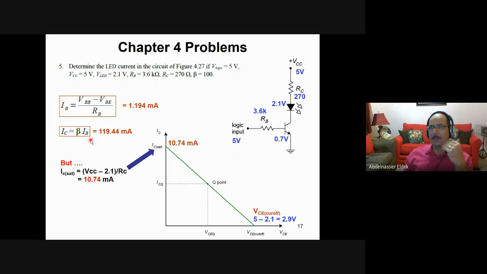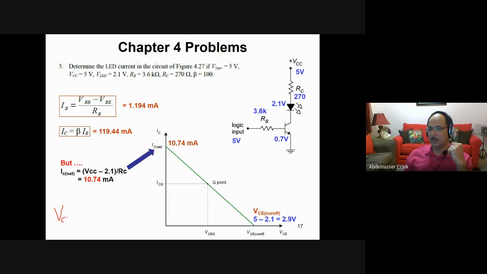So now this is the current. But when you draw, as I said, usually you need to draw the load line. Let us draw the load line. So according to this, the current equal what? The current equal this current, the relation here, or VCE equal what? Let's write it. Let's write this.